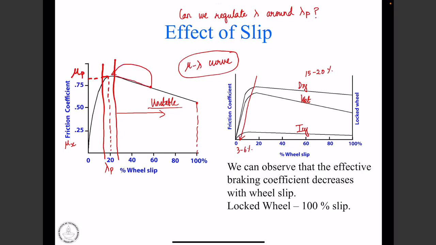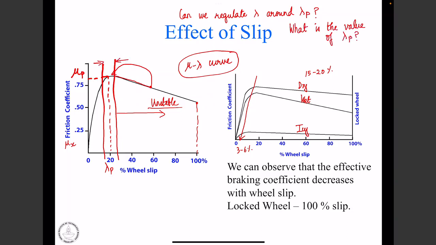Okay. So, but then there are other problems, right? This can be posed as a control problem. That is where we want to regulate lambda in this region. So it may not be around lambda p exactly, but in, let's say, a region around this peak, lambda p, where we get the peak mu, right? But then there are other questions that come around, right? What is lambda p? What is the value of lambda p at every instant of time? That itself we don't know, right?